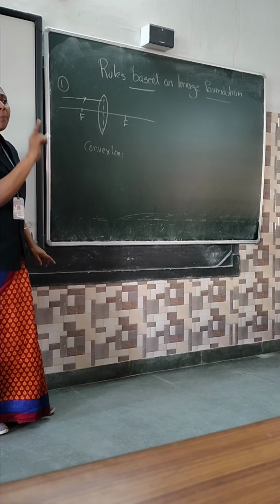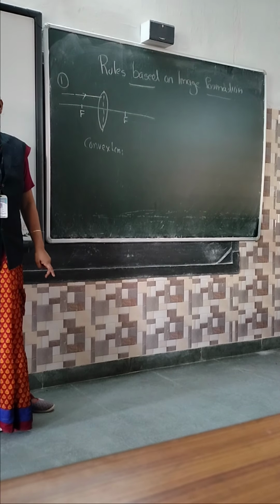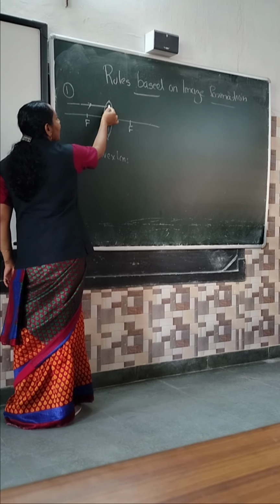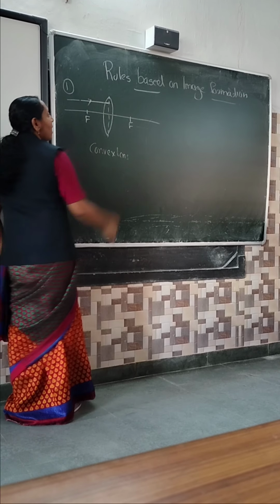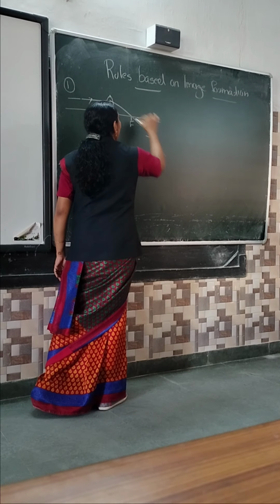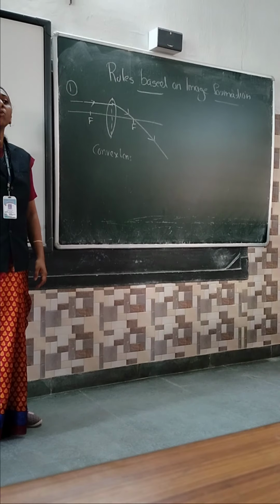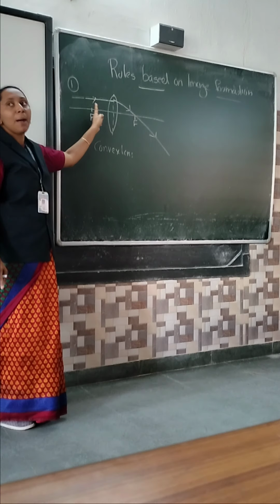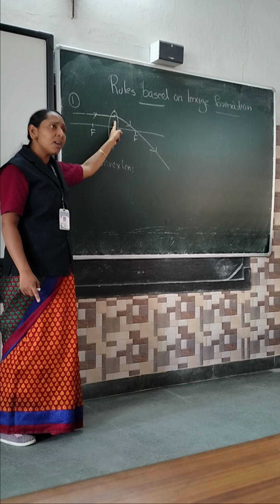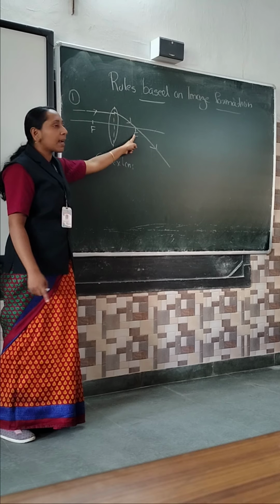What is the rule? After the refraction, it passes through the focus. Focus means the secondary focus. I have extended my ray up to this center line, and after the refraction it passes through the secondary focus. Clear, everyone? So what is the rule? The incident ray is parallel to the principal axis, and after the refraction it passes through the focus. So this is the secondary focus of the lens.